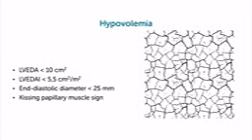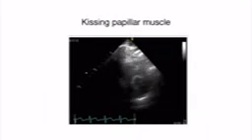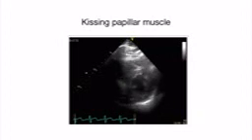And the last sign is the kissing of the papillary muscles. As we can see in our transthoracic echo, you see that the papillary muscles during the systolic phase come to each other almost like kissing. That's why the name of this sign.